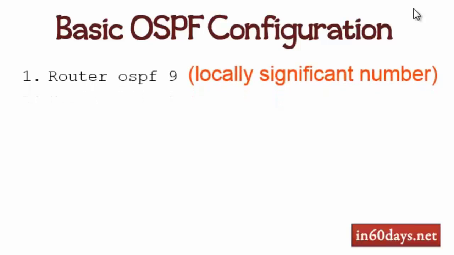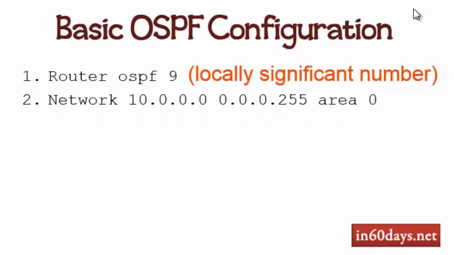Okay, basic OSPF configuration: you add the router and then the process ID. This number is locally significant, so it doesn't have to match on another router in order to form a neighbour relationship. Again, this could be another way they'll try to catch you out in the exam. You add the network and then the wildcard mask, and then whichever area you want this network to be a part of.